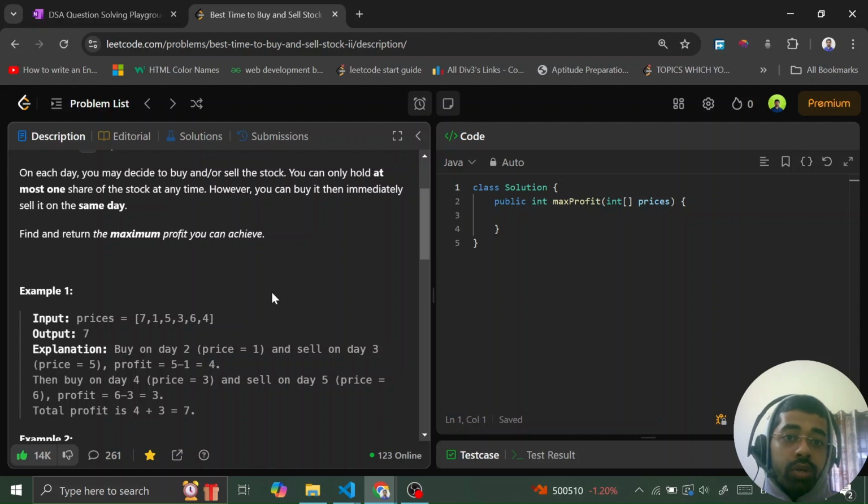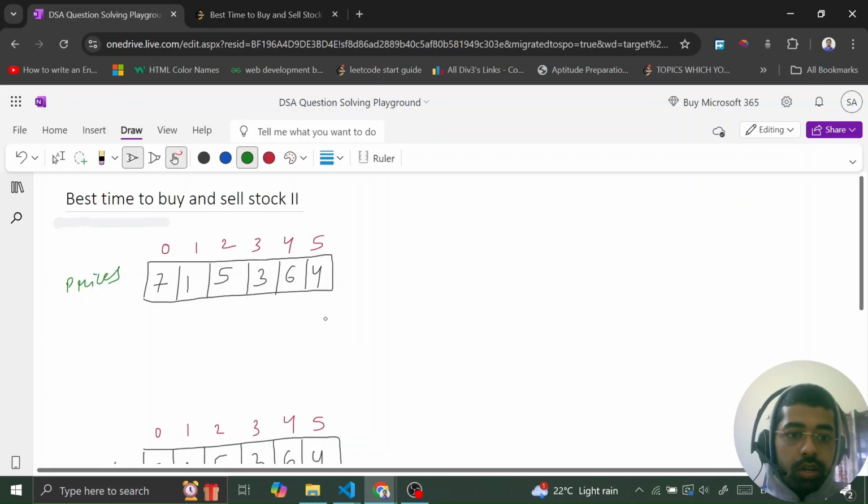So we will actually look at it in our OneNote, where we will understand how things will be happening. Okay, so I have set it up and we have taken the example 7 1 5 3 6 4, as we have in LeetCode as well.